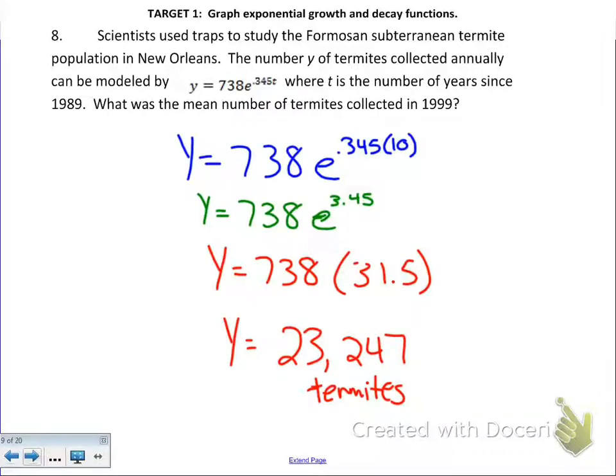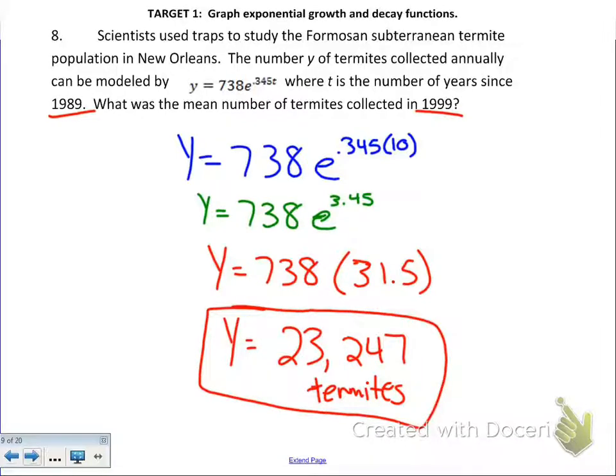Okay, here's this problem. In the blue, we plugged in the 10 for the number of years from 1989 to 1999, so that's 10 years. Again, do not use your calculator to multiply 0.345 times 10. You just move the decimal over 1. So here in green, we have e to the 3.45 power. In the red, we've done the e to the 3.45 power, and we got 31.5. And then we take that times 738. So we should end up in 1999 with a mean number of 23,247 termites, which is absolutely disgusting.